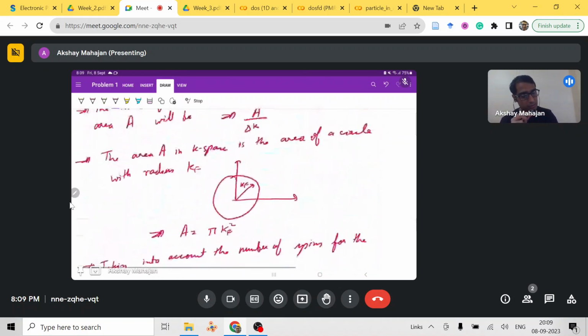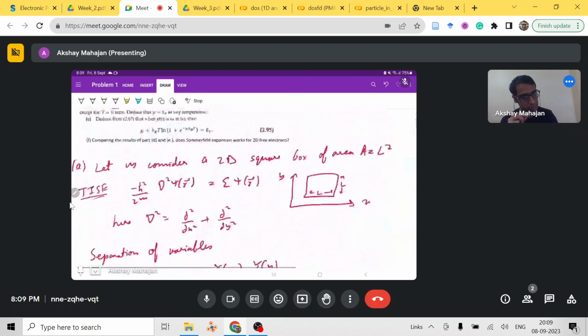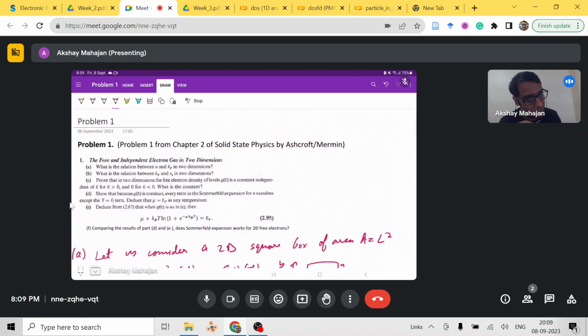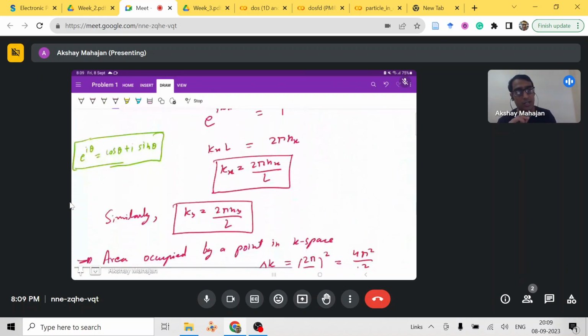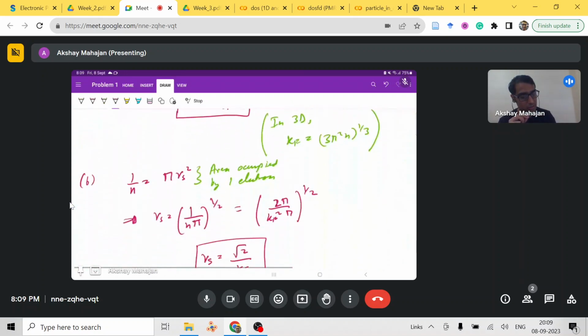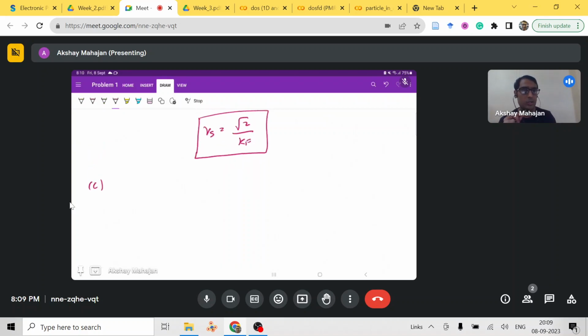Let's do part C. What is given in part C? Prove that in 2 dimensions the free electron density of levels g of epsilon is a constant, independent of epsilon for epsilon greater than 0, and 0 for epsilon less than 0. What is that constant? So we basically have to find the density of states for the 2-dimensional case. In the lecture you found the density of states by the dn by de formula as well.